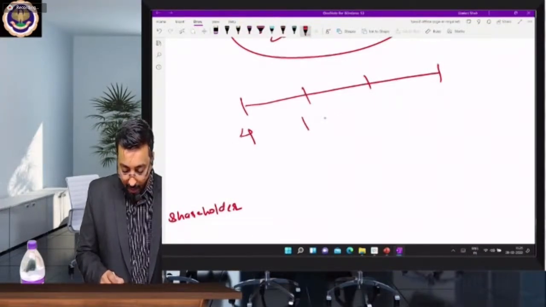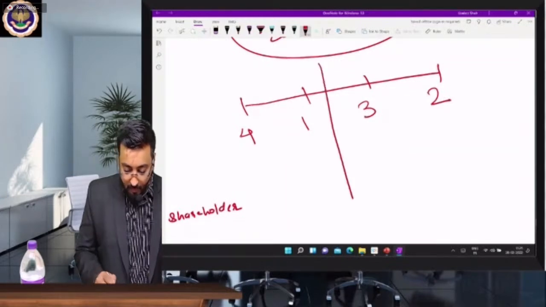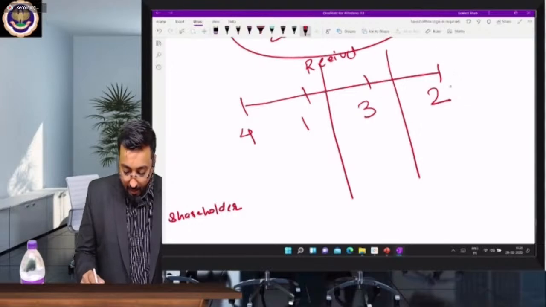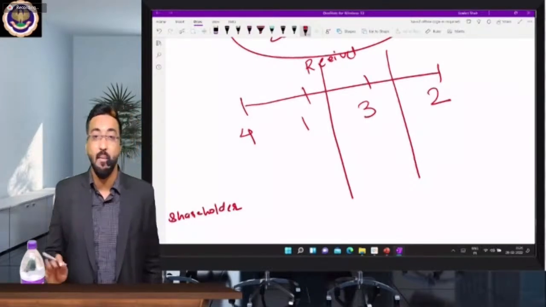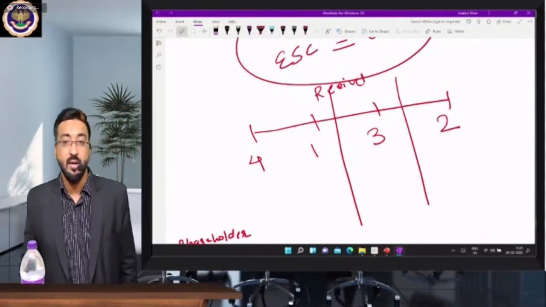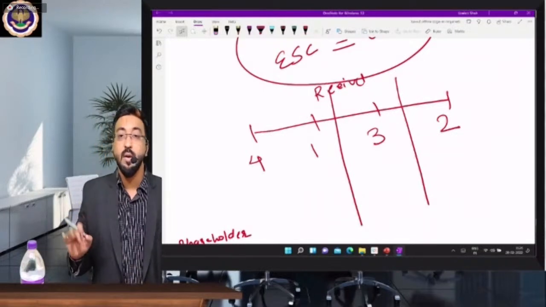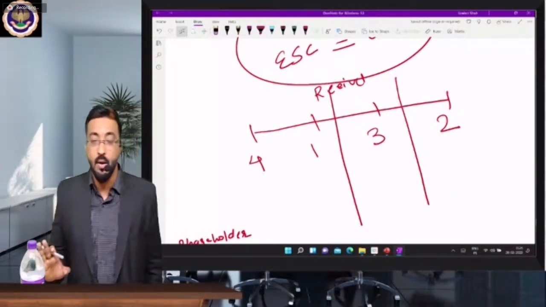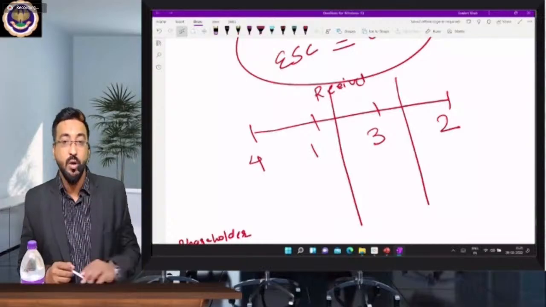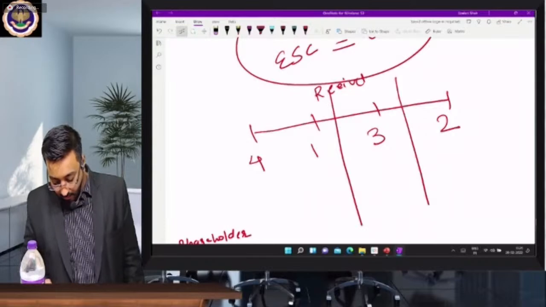4, 1, 3, 2. This is your received amount, and after 3 you haven't called any amount. So after 3 there is a second line. You haven't called up to 5 rupees you received, and 2 rupees you haven't called. So tell me your balance sheet, how it is going to tally. Yes, everyone. Tell me once in Hindi.